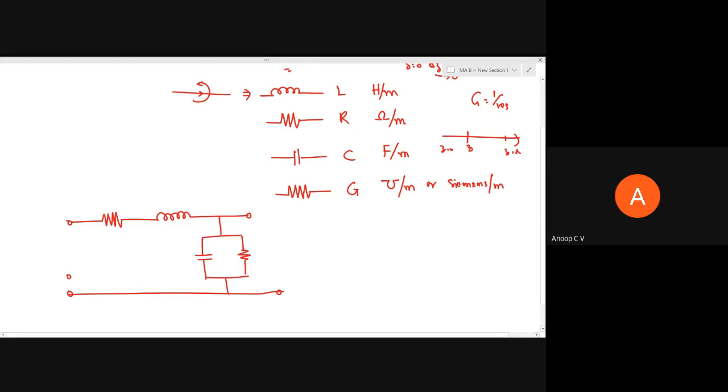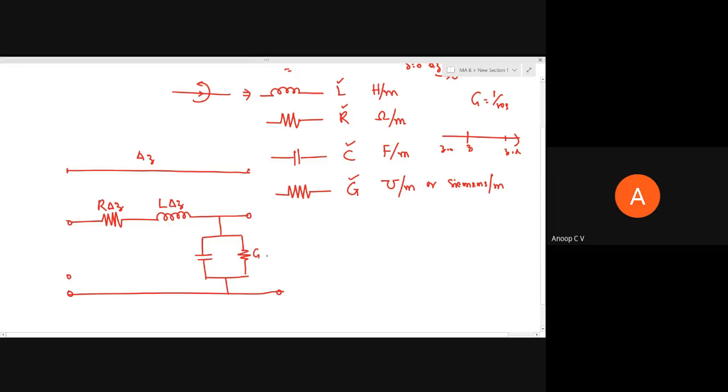Now, these are parameters per unit length, the line densities of these parameters. If you consider a length delta z, this much distance is delta z. So what will be the resistance within a length delta z? The resistance line density is R ohm per meter, so per meter it is R. So for delta z meter it will be R into delta z, and the inductance will be L into delta z.